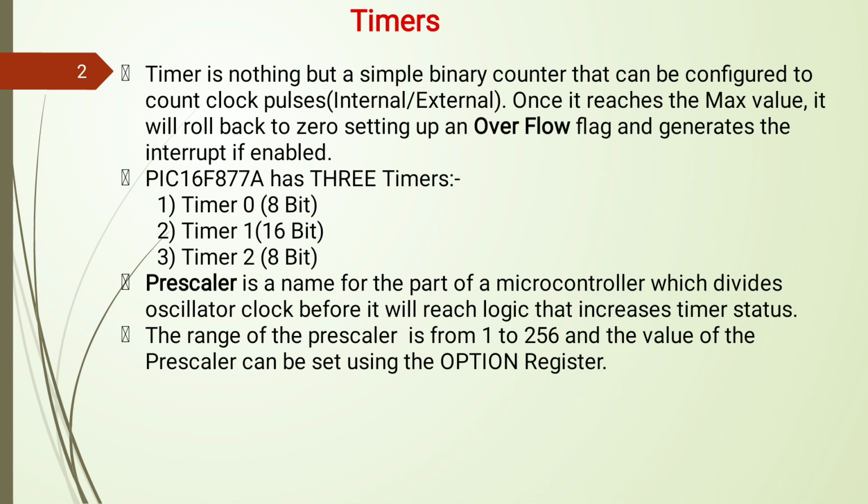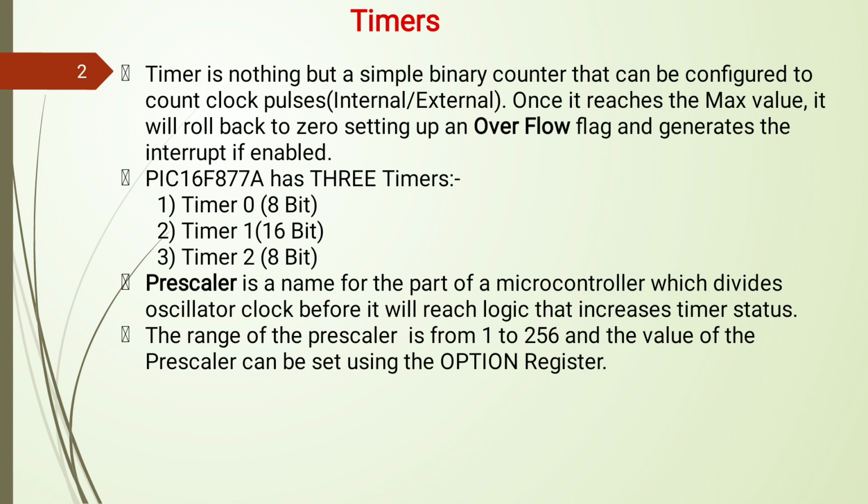So we see first that is timers. Timer is the most important peripheral from the PIC architecture. Here the PIC microcontroller supports three timers, that is timer 0, timer 1 and timer 2, and the bit capacity for each timer is: timer 0 8 bit, timer 1 16 bit, timer 2 8 bit. So a timer is nothing but simply counting the clock pulses, or a binary counter.